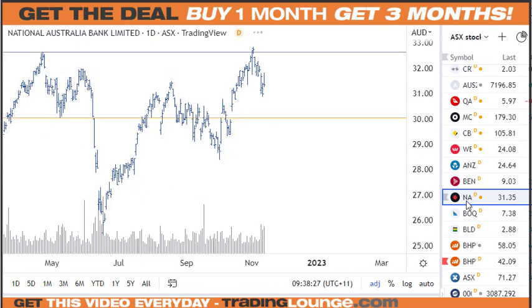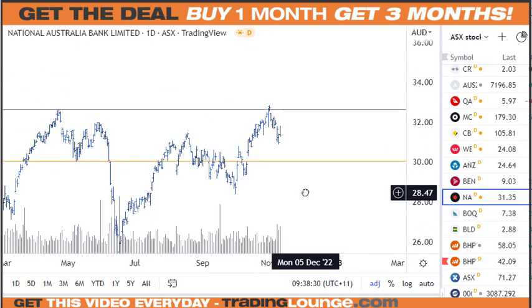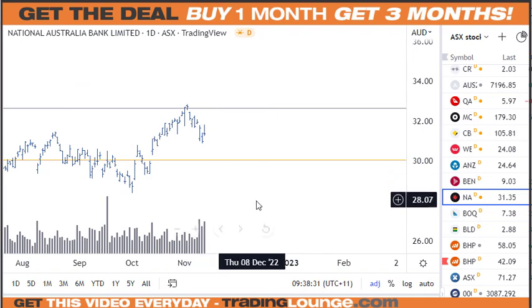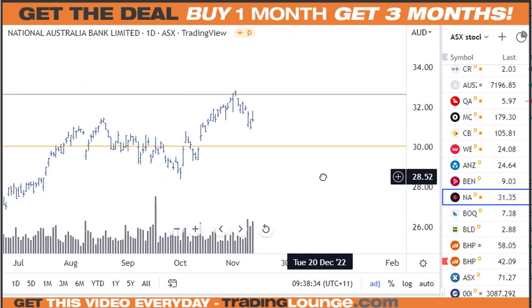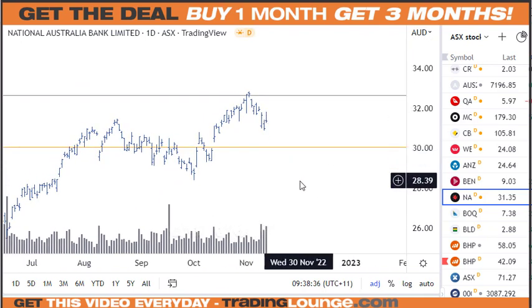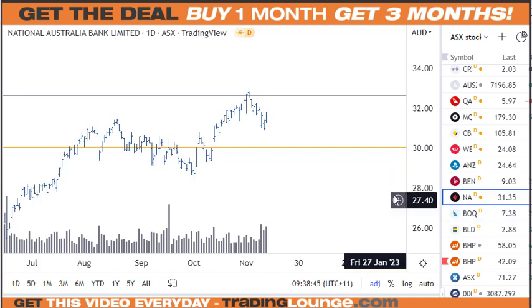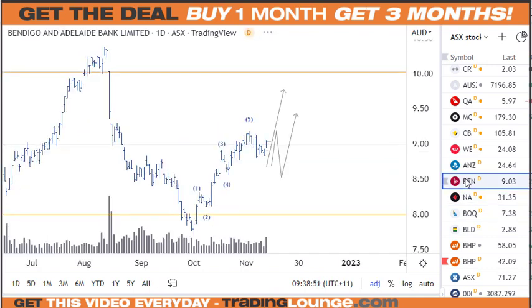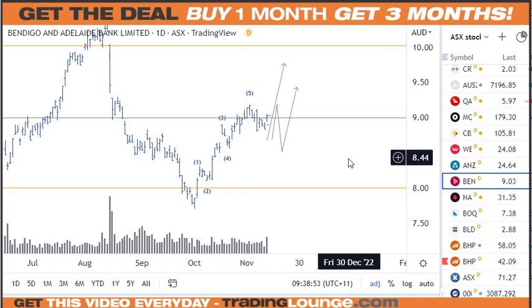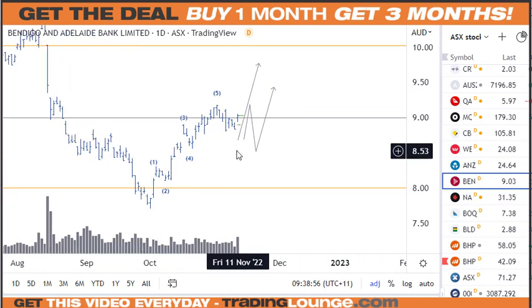The NAB, it's not really displaying an impulsive wave to the downside, but it certainly got sold off. So basically the banks are softer and the resources are stronger, and the resources will be stronger for a little longer as well. Not much longer, but a bit longer, and we'll look at that when we get to the resources. But Bendigo here, 1, 2, 3, 4 is good. This 5th wave is just not that clear.